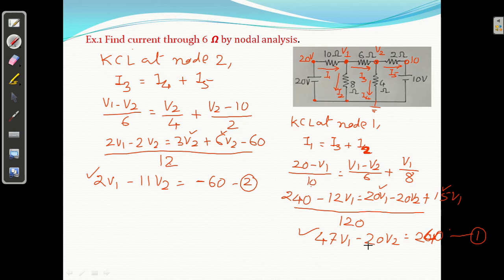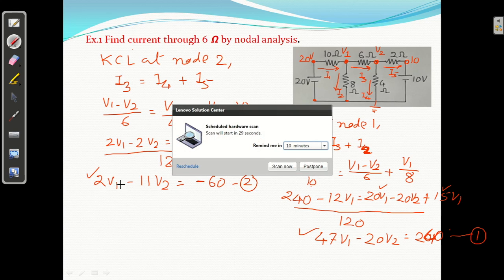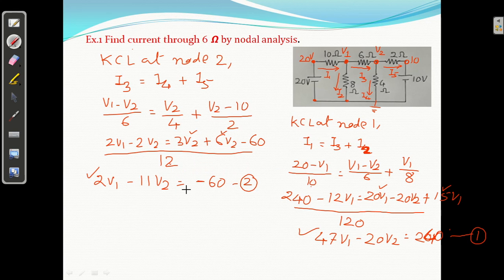B1 is what? Minus 20. So press minus 20. If you press equal, you will get C1. C1 is 240. If you press equal, you will get A2. A2 is 2. If you press equal, you will get B2. B2 is minus 11. If you press equal, you will get C2. C2 is minus 60. If you press equal, you will get X.